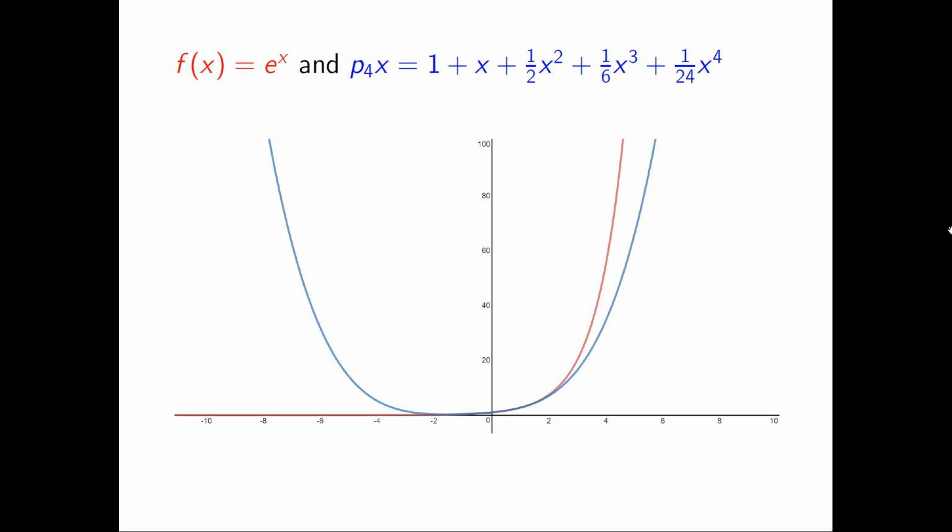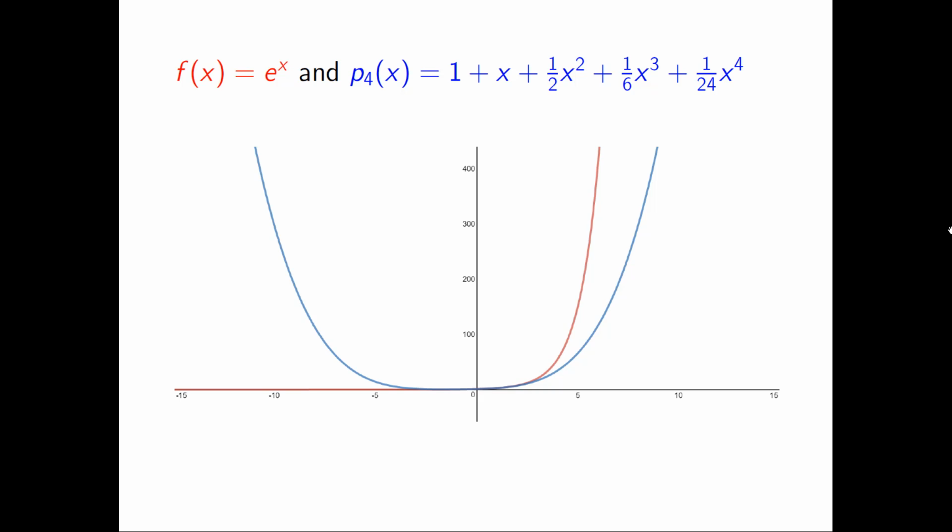Notice here the scale on both axes is a little smaller. Here it's larger values of x, so it's a little bit further away. Okay, but still this is a reasonable approximation for the function e to the x as long as we're close to 0.